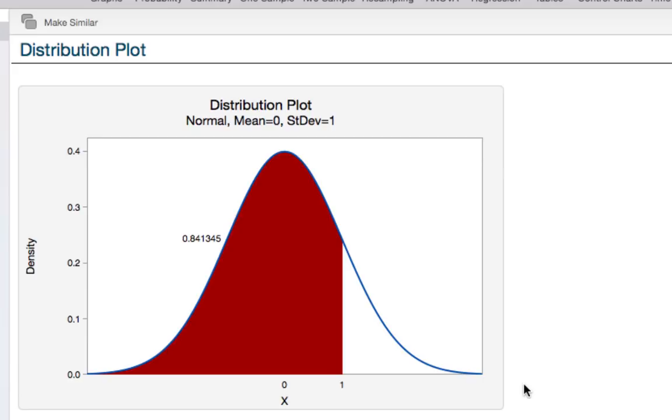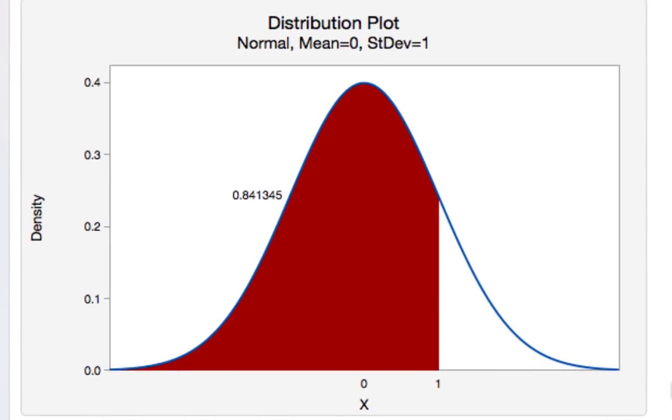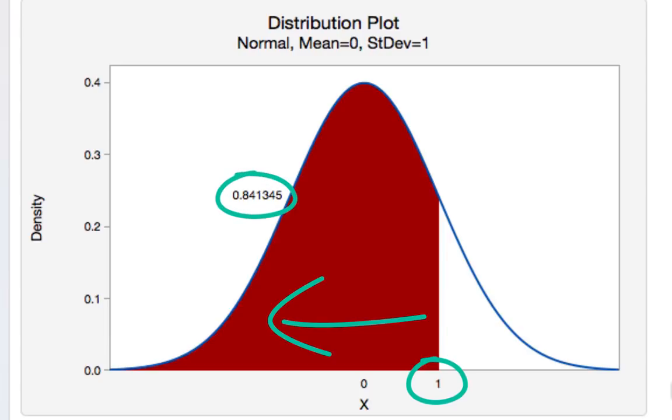At the top, we can confirm that we have a z-distribution. It's a normal distribution with a mean of 0 and a standard deviation of 1. On this plot, we can see that we're looking at the area less than a score of 1. This red shaded in region is 0.841345. In other words, 84.1345% of this distribution is less than 1.